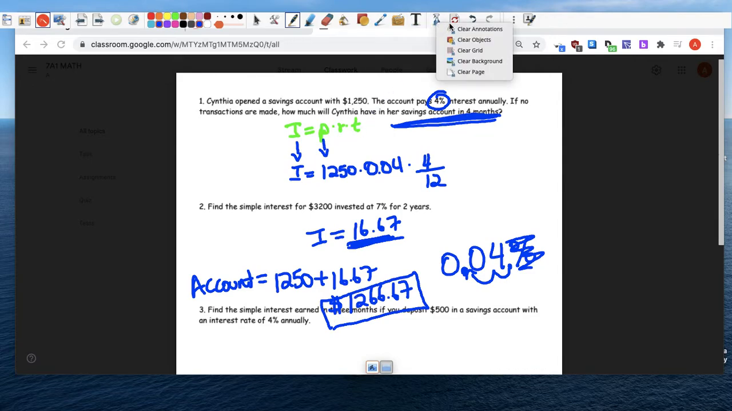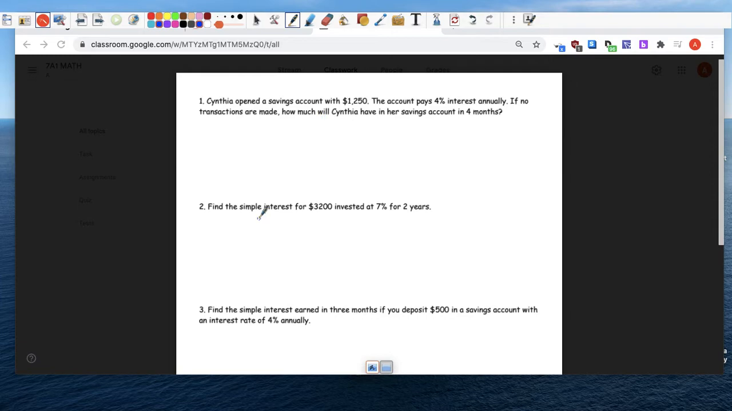Okay. 2, find the simple interest of 3,200 invested at 7% for 2 years. Ooh. ¿Cuánto ganas de interest? Con 3,200, 7%, 2 años. Okay, that's not that bad.